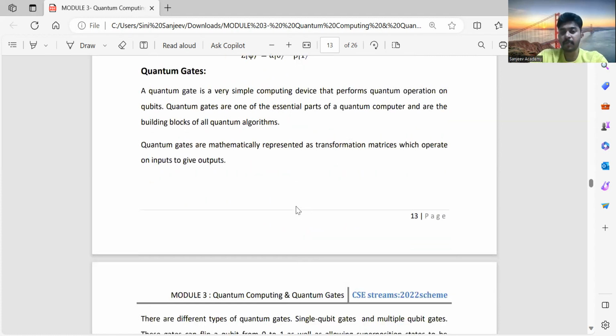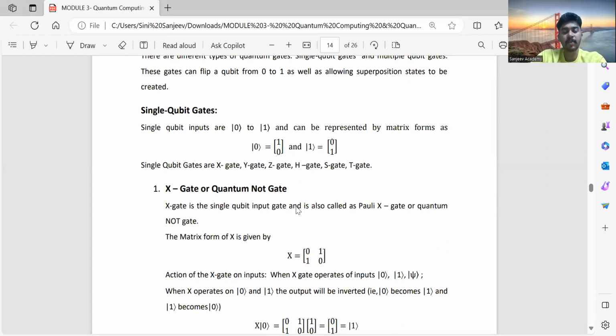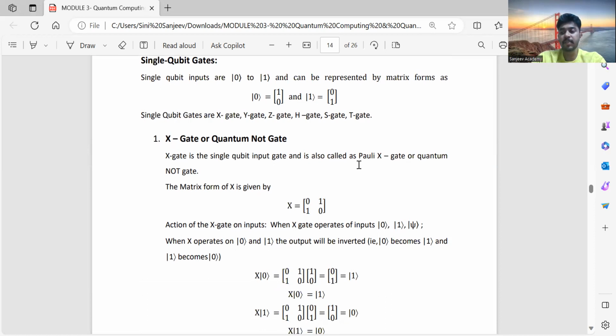Now coming to our quantum gates. Quantum gates are nothing but what? It's a very simple computing device that performs quantum operations on quantum bits. Okay, fine. So let's see the single qubit gates. 0, 0 is 1, 0, 1, 1. So it has the types of gates which we learned in our Boolean algebra: NOT, OR, XOR and all. Similarly, we also have such gates here. Here it is the X gate or quantum NOT gate.